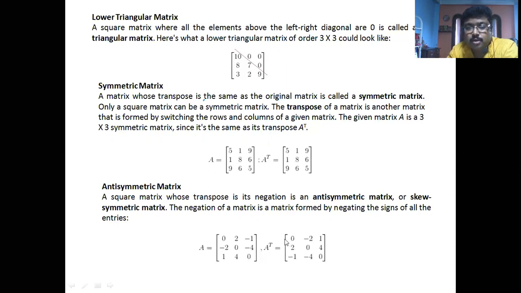Now look, when we transpose it, we get 0, 2, -1 and -2, 0, -4, 1, 4, 0. So here is minus, here is plus, and the signs are reversed throughout. So a square matrix whose transpose is its negation is an asymmetric matrix or skew symmetric matrix.